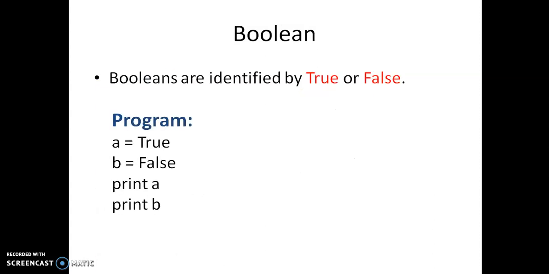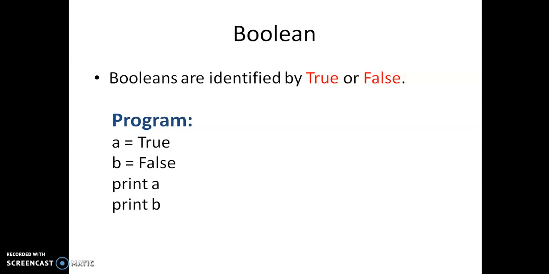And Booleans are identified as true or false values. If you give true as a constant to a variable, that variable is treated as a Boolean variable. By default, the value is false. If you require false, we can give false as the value for the variable. True is represented with 1, and false is 0.